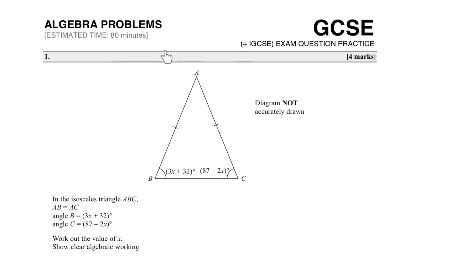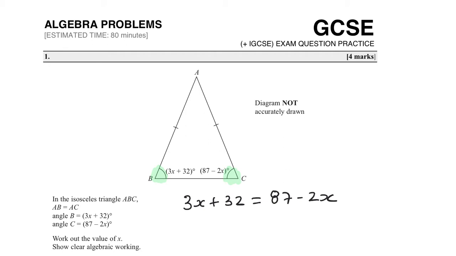Okay, so algebra problems. Normally, these require you to have skills from other questions. So, in this isosceles triangle, what do we know about isosceles triangles? 2 equal sides, and the 2 base angles. So then we know that 3x plus 32 must equal 87 minus 2x. Now, with these algebra problems, what we have to do is create the equation. So we know they equal each other.